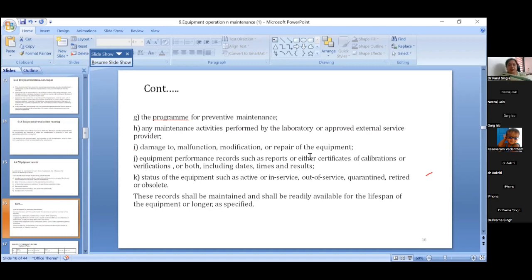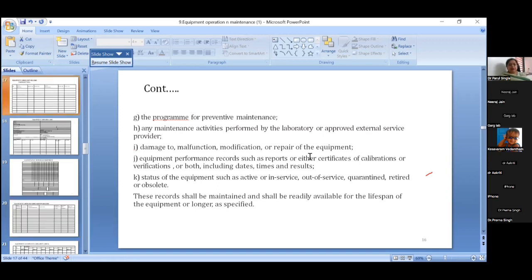These records shall be maintained and shall be readily available and retrievable for the lifespan of the equipment or longer as specified. At least from this assessment to the next assessment, all these records should be maintained.